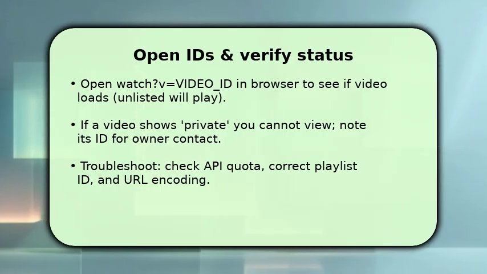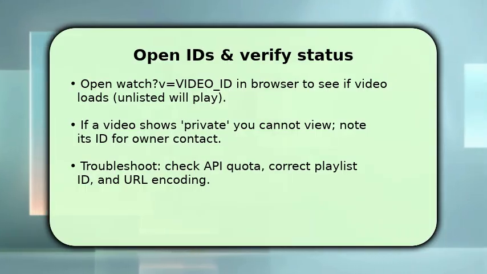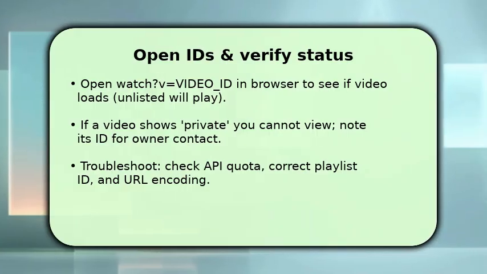v equals video ID in a browser. Unlisted videos will load normally but won't appear in search, while private ones will show a notice and can't be played. Once done, mark unlisted IDs and, if needed, contact the playlist owner about private items.